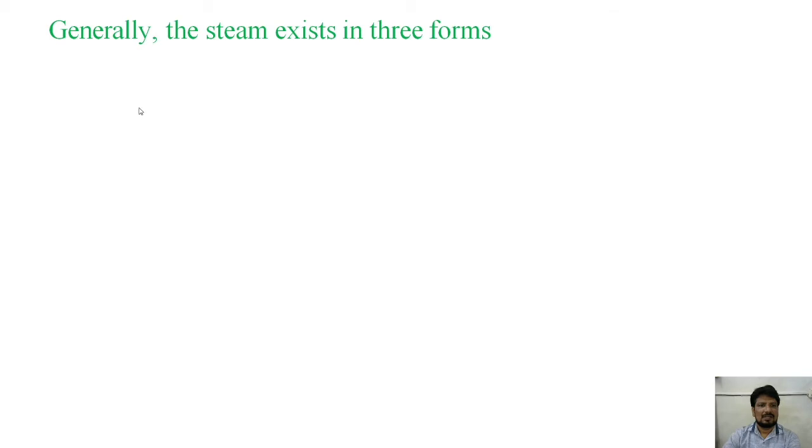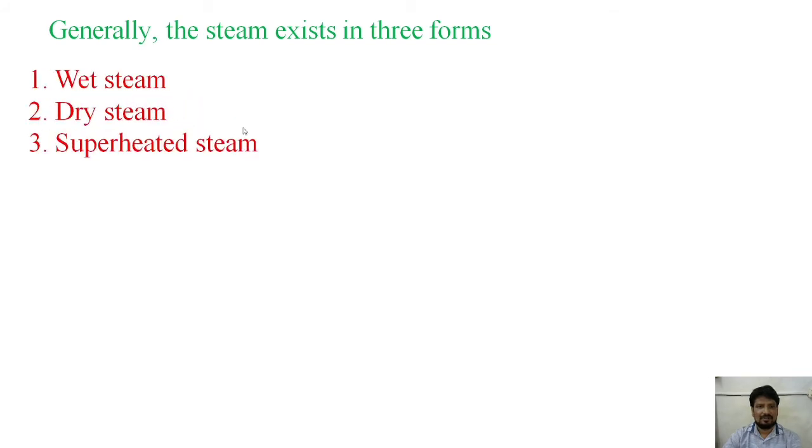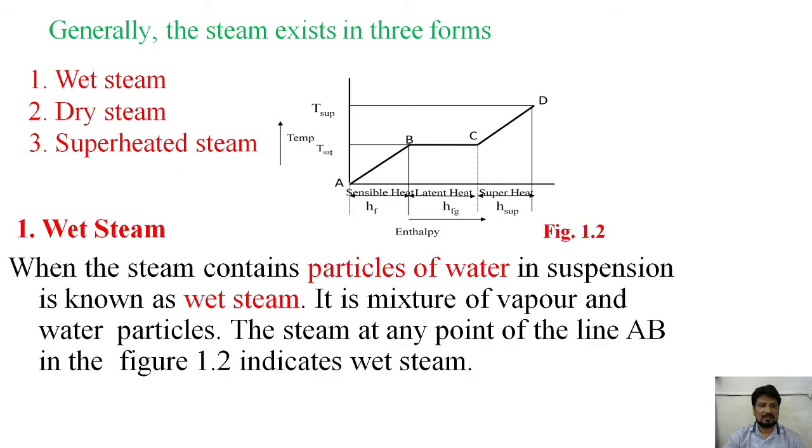Now, in the formation of steam, the steam exists in three forms. Which are the three forms? One is wet steam, dry steam and superheated steam. Now, how do you define wet steam? When the steam contains particles of water in suspension, it is known as wet steam. It is a mixture of vapor and water particles.